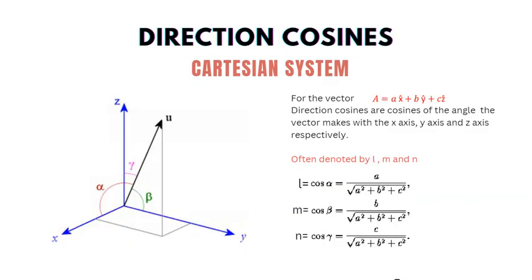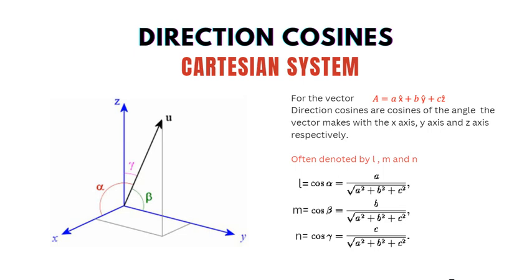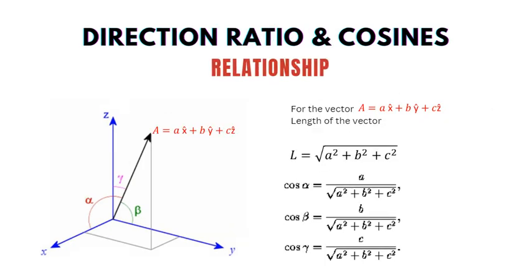On similar lines, if the vector makes angles alpha, beta, and gamma with x, y, z axis as shown in the figure, then cosines of these angles are called direction cosines. Direction cosines are often denoted by l, m, and n, where l equals cosine of alpha, m equals cosine of beta, and n equals cosine of gamma. Note that direction ratios and direction cosines are related to each other. If we know direction ratios, we can calculate the direction cosines and vice versa.